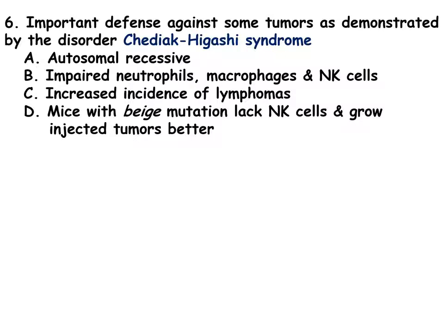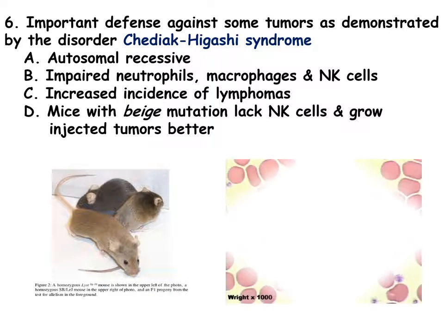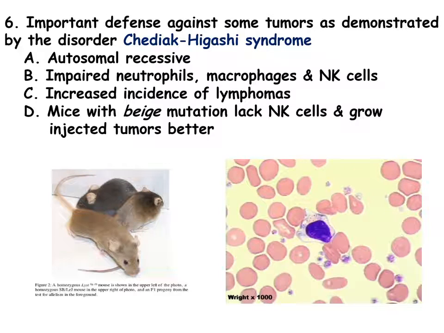We learned more about it as we found out that there were mice with a beige mutation that lack NK cells, and it turns out that they grow injected tumors better than others. So you can see that NK cells are very important. So I couldn't resist putting a little picture of a beige mouse. They are kind of cute. And then, of course, here is a large granular lymphocyte. You can see that it does have some granules in it right here, and of course it's larger and has a lot more cytoplasm.